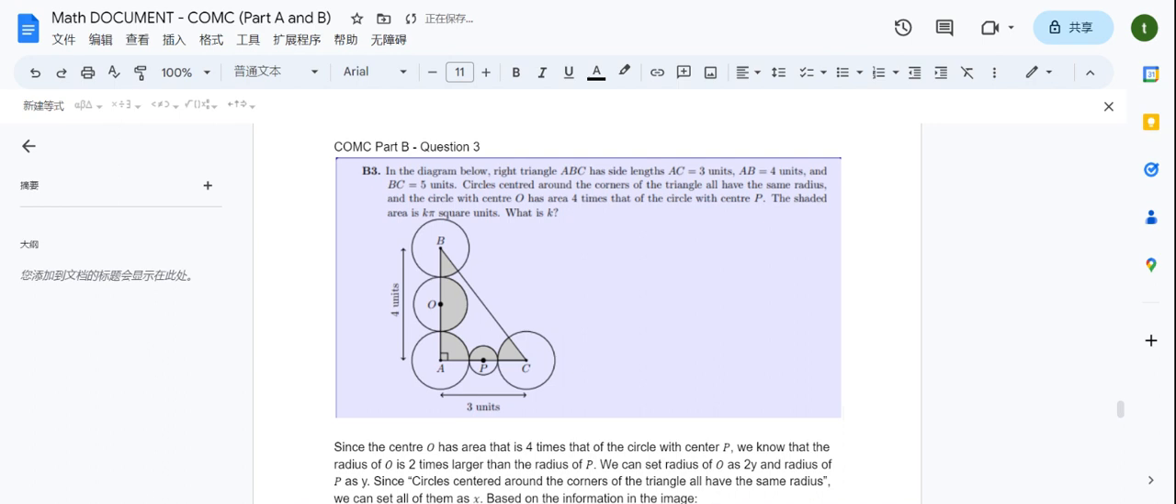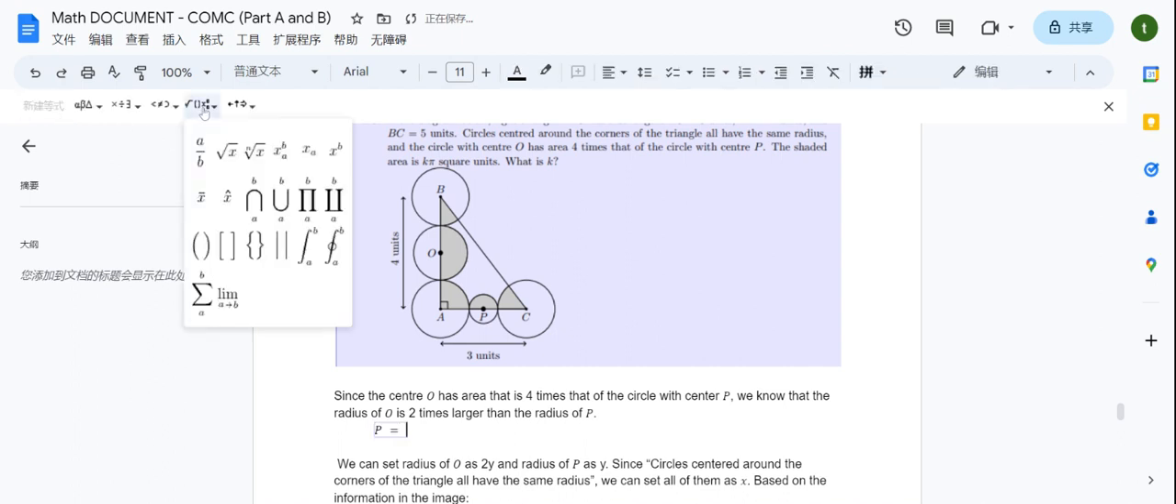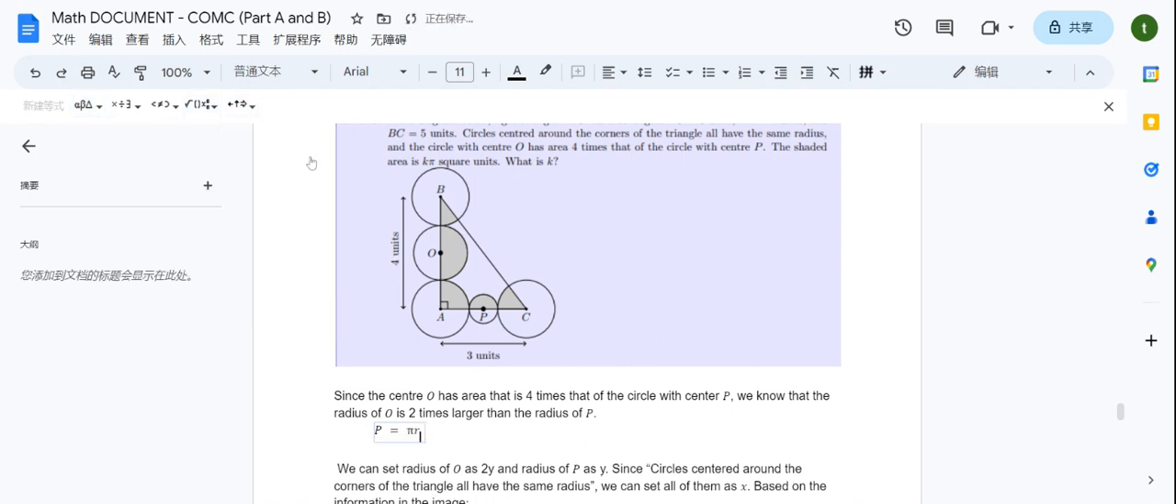Since the area of the circle with center O is 4 times that of the circle with center P, we know that the radius of O is 2 times larger than the radius of P. You may be wondering how this step is achieved. So the area of the circle P is pi rP squared.